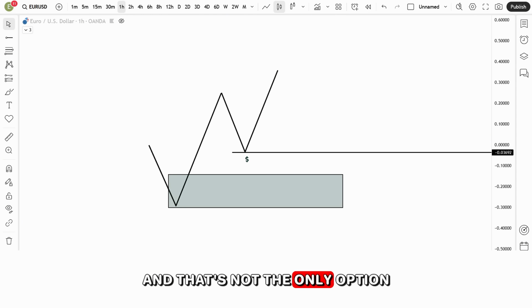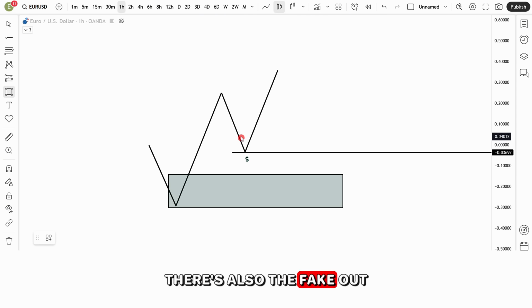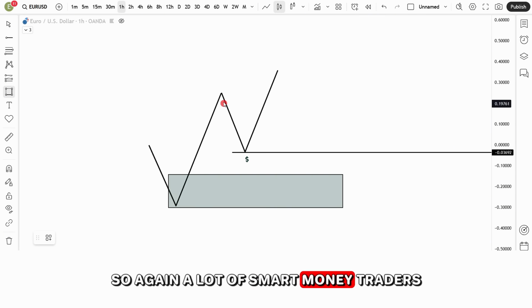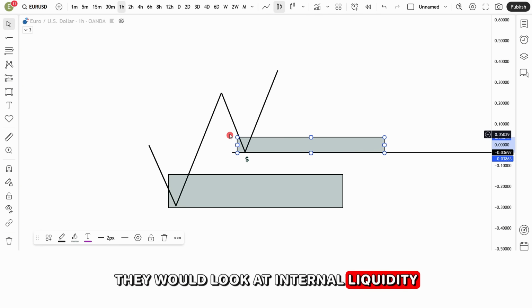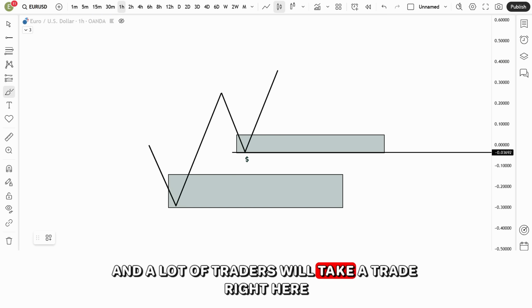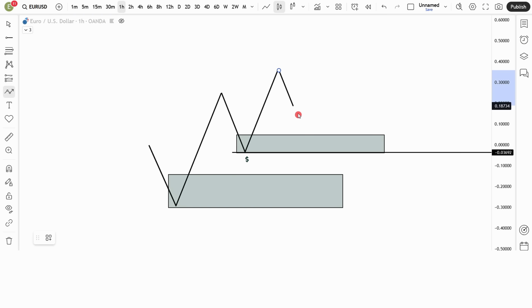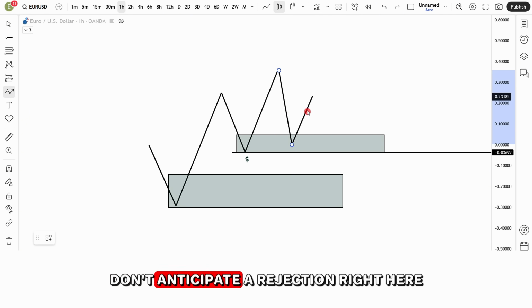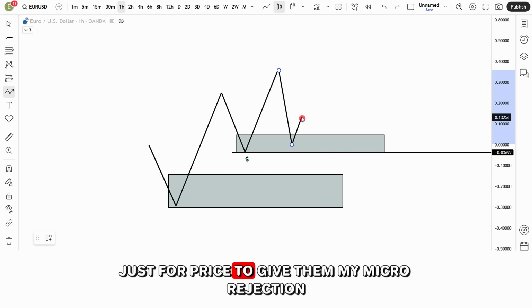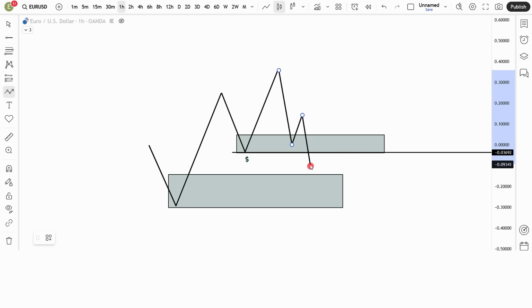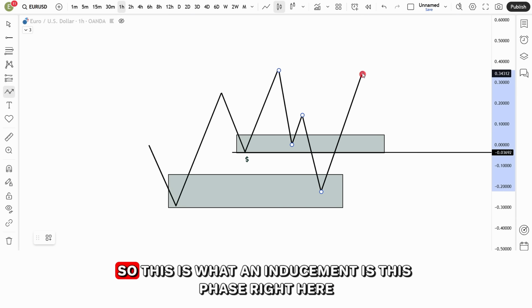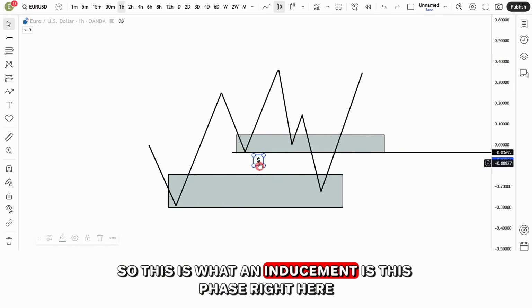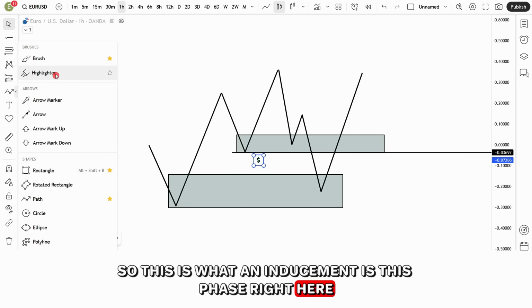And that's not the only option. There's also the fake out. A lot of smart money traders, when they see a break of structure, would look at internal liquidity. Once they see external liquidity, they would look at internal liquidity. A lot of traders will take a trade right here. They'll anticipate a rejection right here, just for price to give them a micro rejection, absorb that liquidity and go to that initial target. So this is what an inducement is, this phase right here.